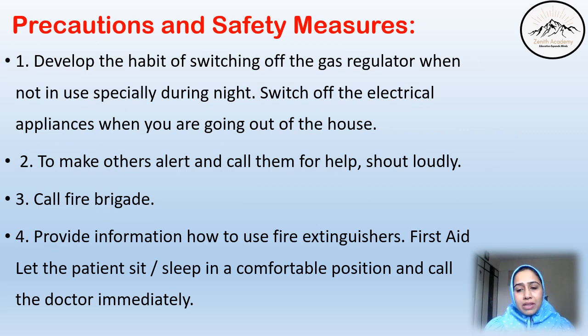So these were the three methods that we saw. First one is cool off, second is suppress the fire, and third one is keep all the flammable substances away. Next one is precautions and safety measures. Now, what are the precautions that can be taken, and what are the safety measures that can be taken to prevent occurrence of such fires?